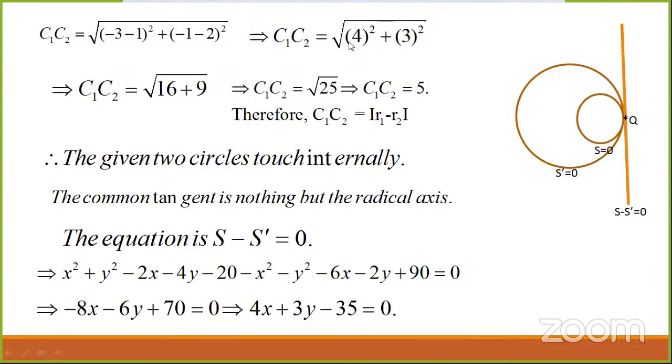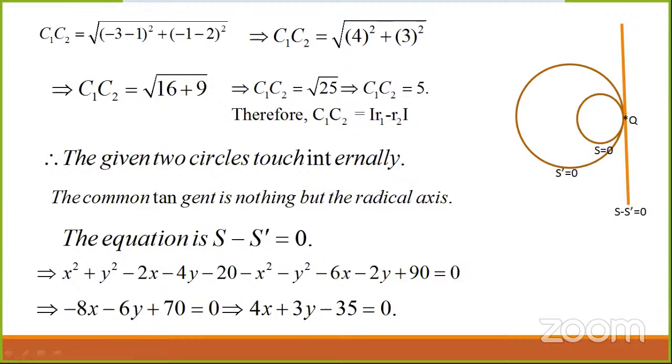Now C1C2 is equal to the square root of (minus 3 minus 1, which is minus 4) whole square, which will be plus 16 when we square, plus (1 minus 2, which is minus 1) whole square, which is 1. So C1C2 is root 25, which is 5. We have already seen that modulus R1 minus R2, 10 minus 5, is also 5. Now we have C1C2 equal to modulus R1 minus R2 equal to 5.